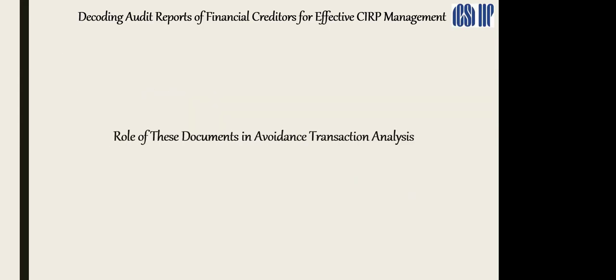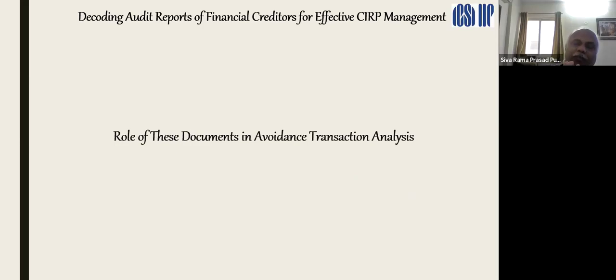Thank you, sir. Here again, I'm continuing the same thing. During the CIRP process, the main stakeholder is none other than the financial creditor, and he is flushed with information. To my knowledge, 40 to 50% of the information you can get straight away from the financial creditors' registers, books, files or audits, whatever it is. He is a master. He knows everything about the company.